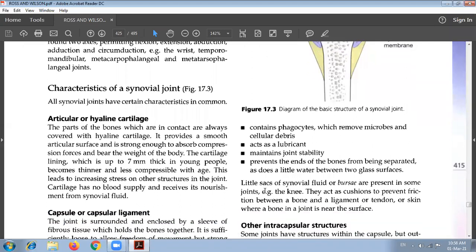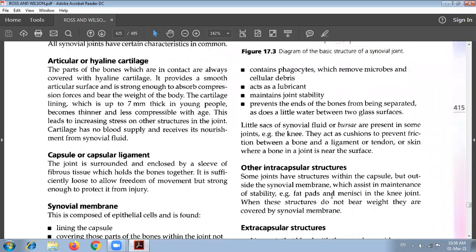Little sacs of synovial fluid, or bursae, are present in some joints, for example in the knee. They act as cushions to prevent friction between the bones and the ligament, tendon or skin where the bone is near the surface. As I told you, this fluid acts as a lubricant, so it prevents friction between two bones.